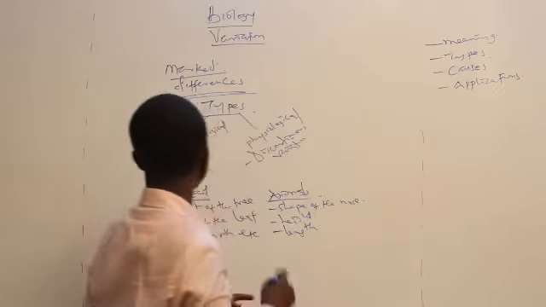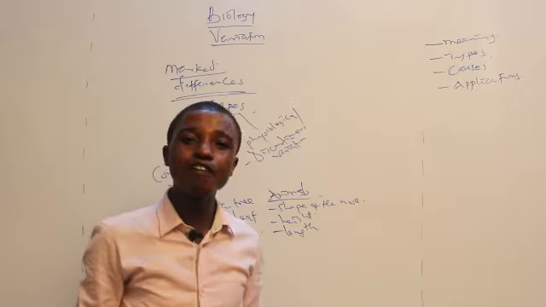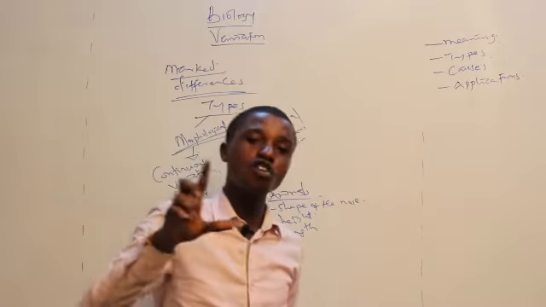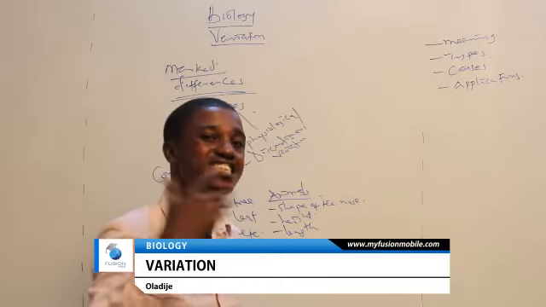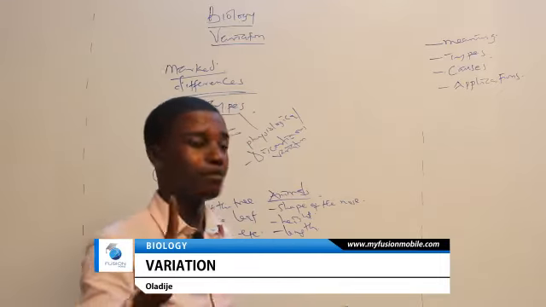Morphological variations again are continuous variations. They are external features, the difference in the external features of organisms in a population. They are loud, they can be easily seen. You don't have to take time to study them before you know.